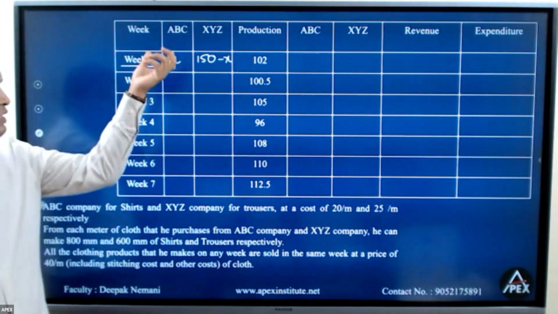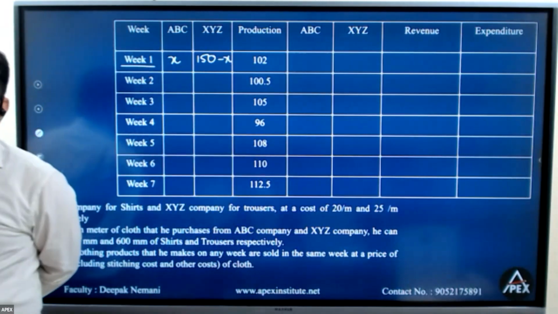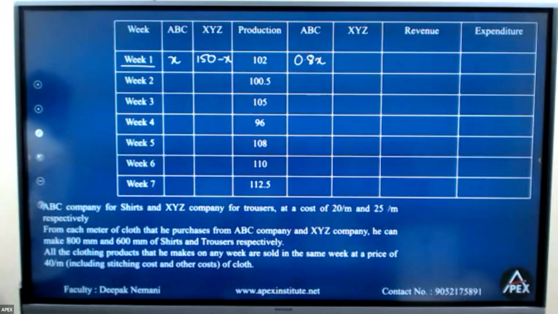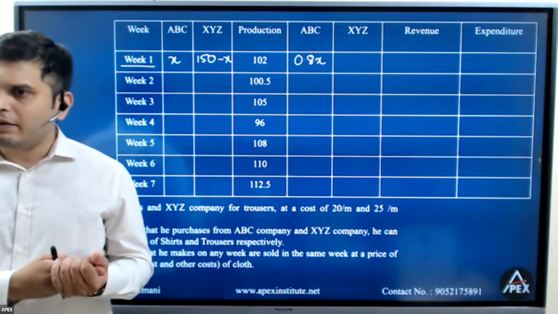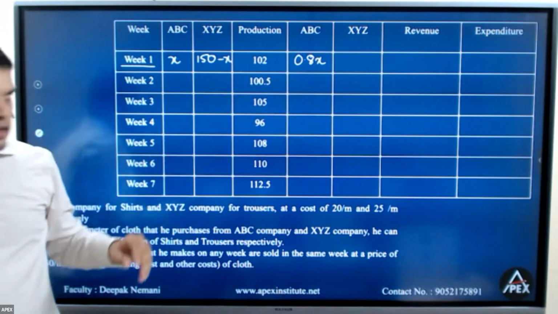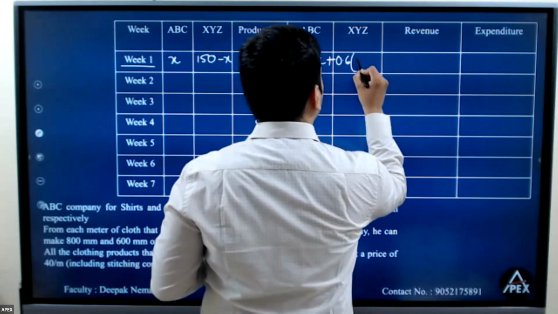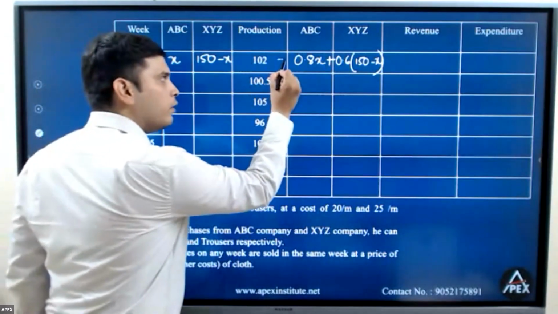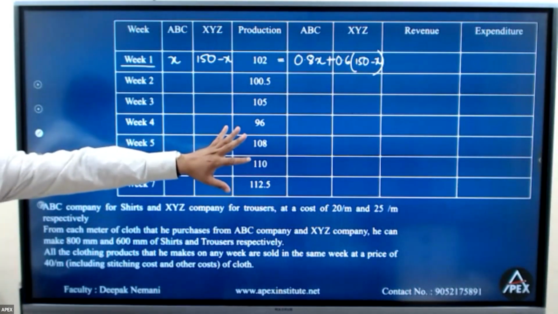So if he has purchased X meters from ABC, how many meters of shirts were produced from these X meters? 0.8X. That's right, from 1 meter of cloth he can stitch 0.8 meters of shirts. So if it is X meters, 0.8X meters of shirts were stitched, and 0.6 into (150 minus X) meters of trousers. Now together combined, this is equal to 102. Find the value of X.